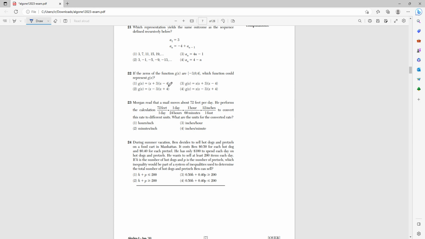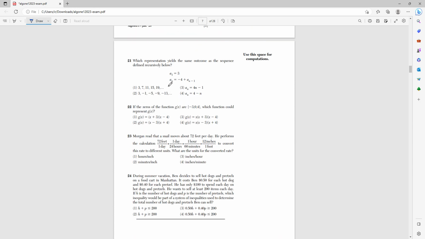Number 21 asks which representation yields the same outcome as the sequence defined recursively below. So if you know that a of 1 is equal to 3 and a of n is equal to negative 4 plus a of n minus 1, you could just combine these two, or you could actually rewrite this as a of n is equal to 4 minus n. So that gives us 3 as our answer.